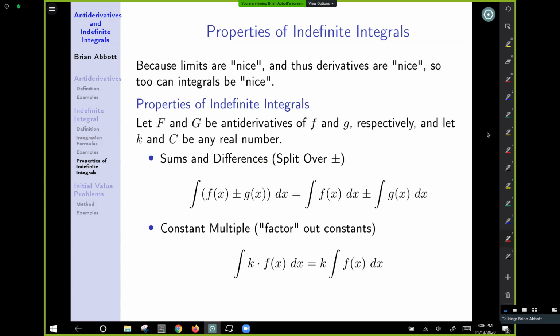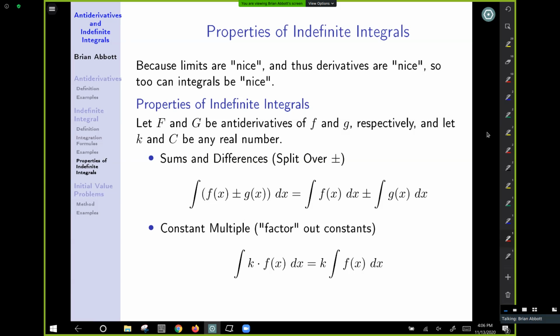Formalizing some of the ideas that we've just recklessly brushed under the rug so far. Limits are nice, and so derivatives act nice. I've said that before. But if limits are related to derivatives, and derivatives are kind of the inverse of integrals, one would hope that we have another nice set of rules here, and we do. So, properties of indefinite and, it turns out, definite integrals, which we'll get to later.